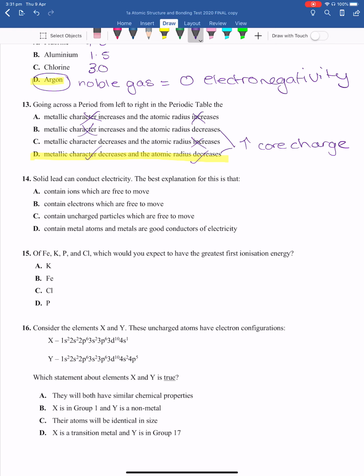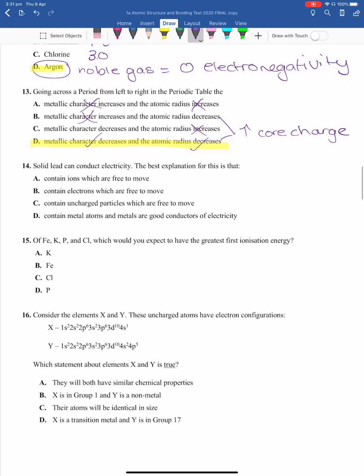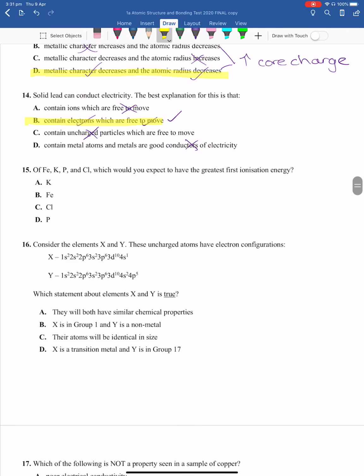Question 14, solid lead can conduct electricity. The best explanation, solid lead contains ions, but they are not free to move. So that one's not going to be correct. Contains electrons, which are free to move, yes. Contains uncharged particles, which are free to move. No, that's not going to help me with electricity. Contains metal atoms, and metals are good conductors. That's just too general. So what we were looking for there was answer B.